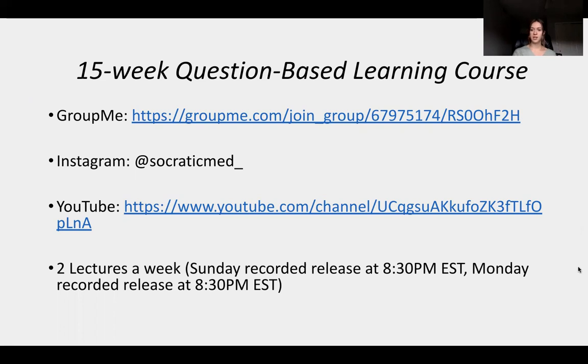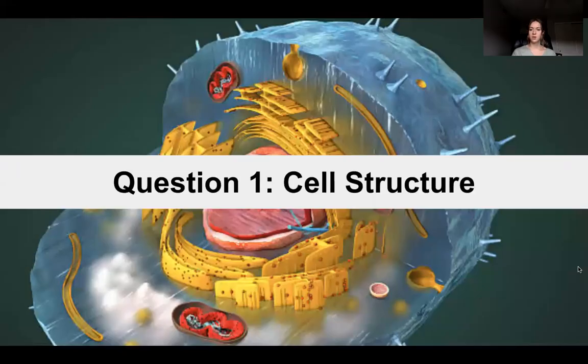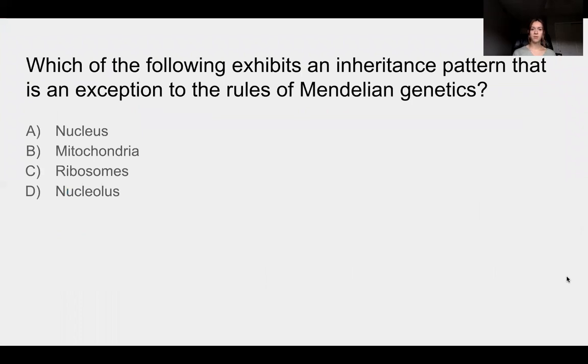All right, so let's get started. Question 1 is going to be about cell structure. Which of the following exhibits an inheritance pattern that is an exception to the rules of Mendelian genetics? Take a minute here, pause the video, and answer the question. All right, assuming that you've answered the question, I'll show us the answer. For this one, that is B, mitochondria.